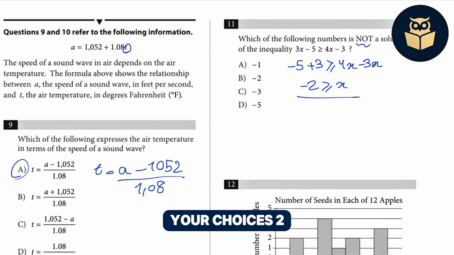Now look at your choices. 2, 3, and 5 are all less than or equal to the boundary, but 1 is greater, so it fails the test. That makes choice A our answer.